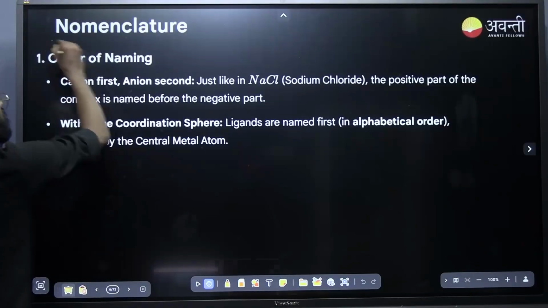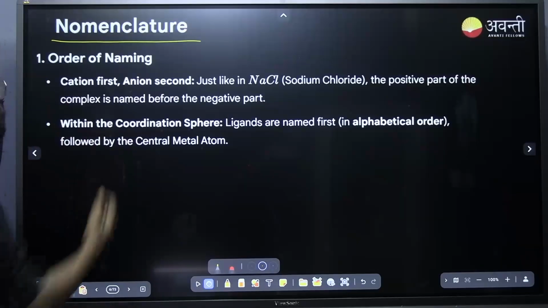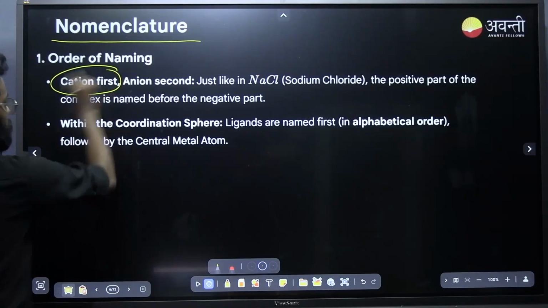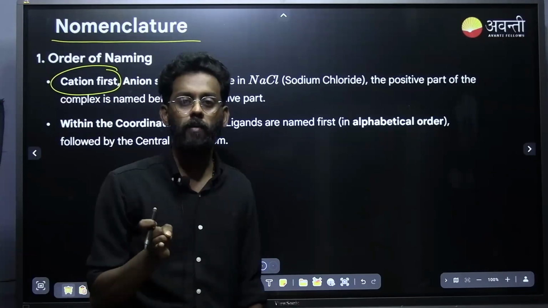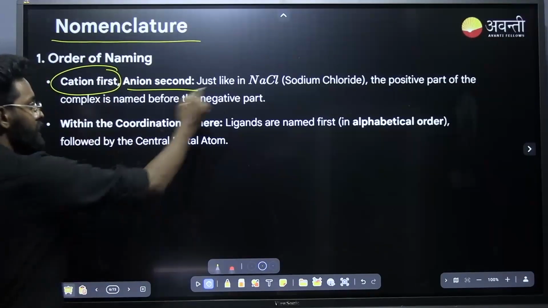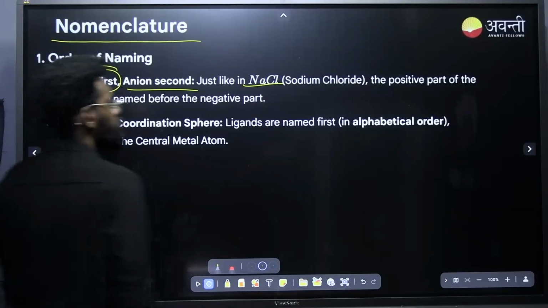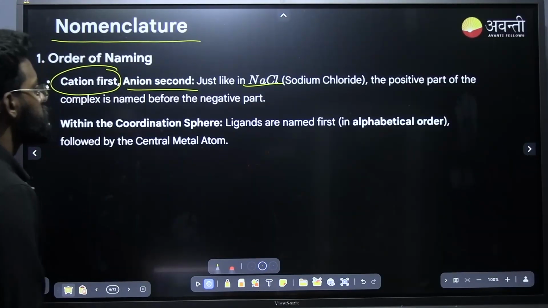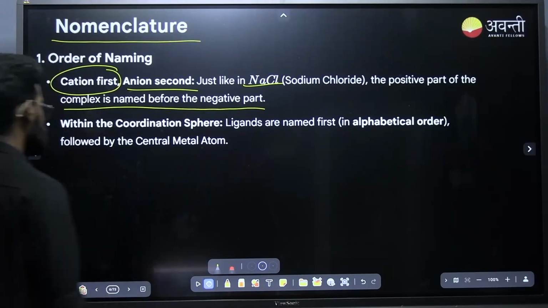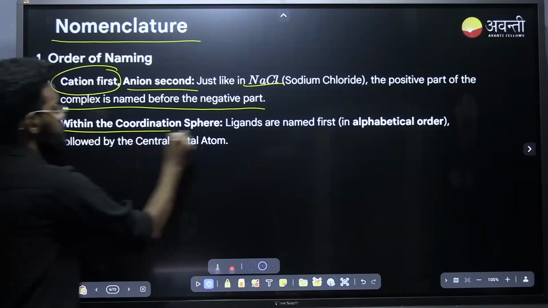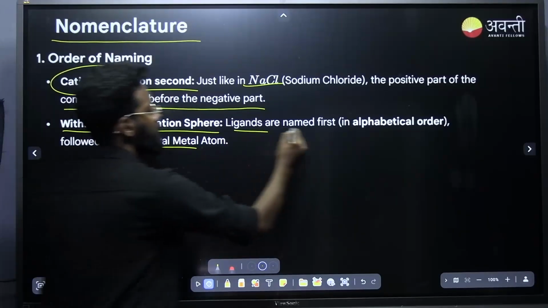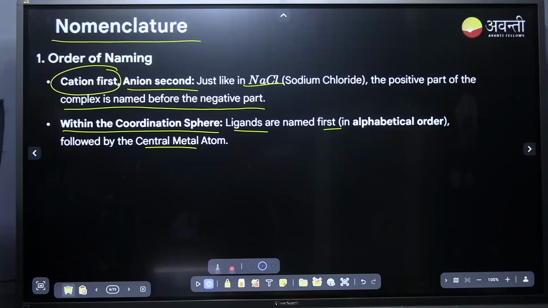First is nomenclature. There is a set of rules for naming a coordination compound. There will be a cation and an anion in a coordination compound. The cation will be named first, then the anion, just like NaCl, where the name starts from sodium because sodium is the cation. The positive part of the complex is named before the negative part. Within the coordination sphere, there will be ligands and a central metal atom, and the ligands are named in alphabetical order.